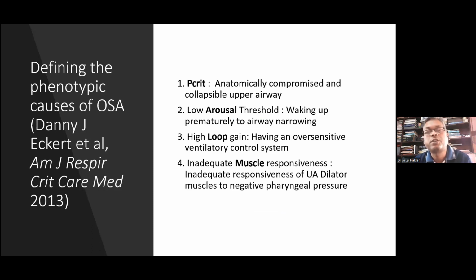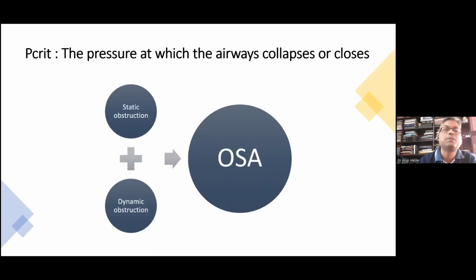The low arousal threshold means waking up prematurely to airway narrowing. High loop gain means having an oversensitive ventilatory control system, and inadequate muscle responsiveness means inadequate responsiveness of the upper airway dilator muscles to negative pharyngeal pressure. So what is the PCRIT then? The PCRIT is the pressure at which the airway collapses to the negative forces during sleep.